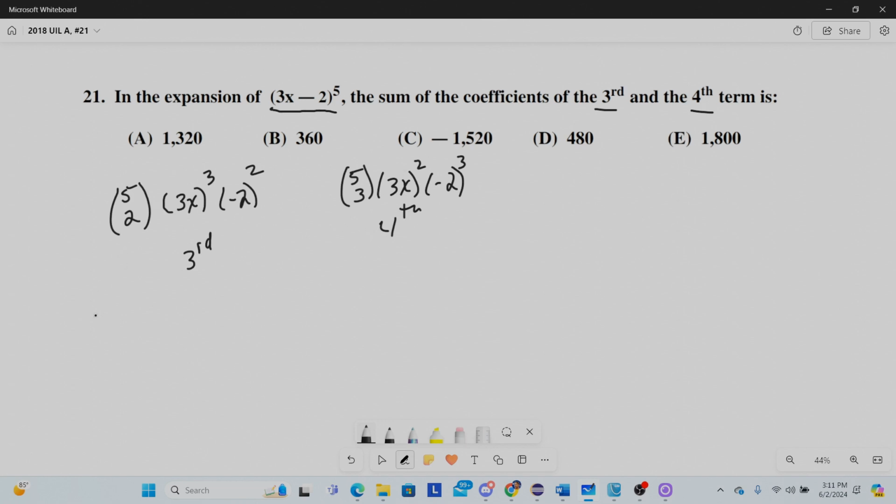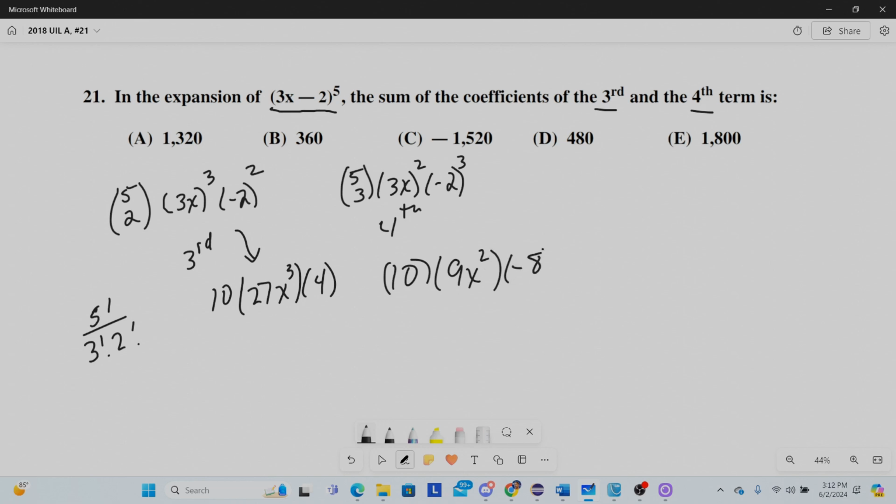5 choose 2 would be 5 factorial over 2 factorial times 3 factorial. So it's 5 times 4 divided by 2, which is 10. So it's 10, and (3x) cubed would be 27x cubed times 4 for this term. Over here, we know that 5 choose 2 is the same as 5 choose 3. So again, we have 10 times (3x) squared, which would be 9x squared, and then you have a negative 8.